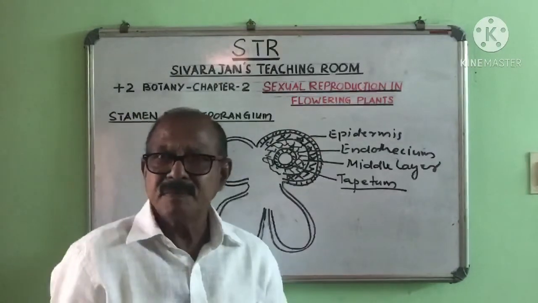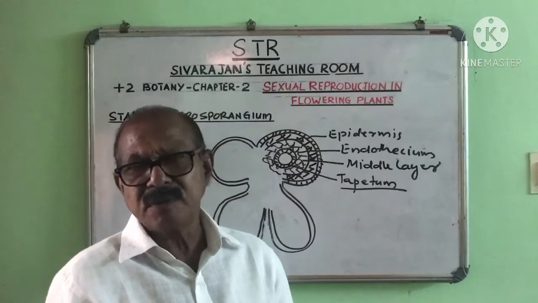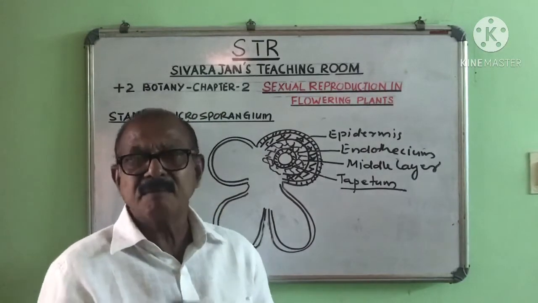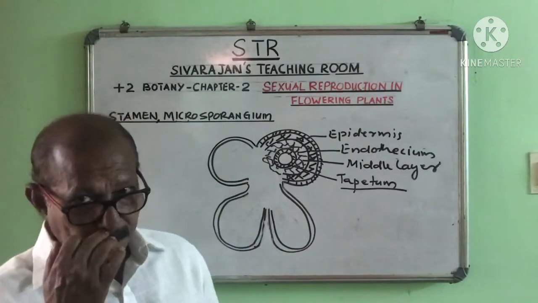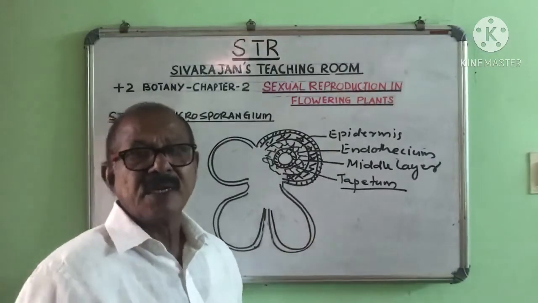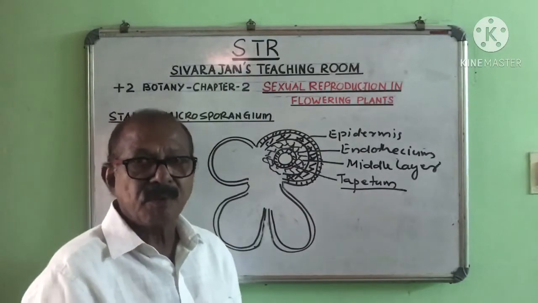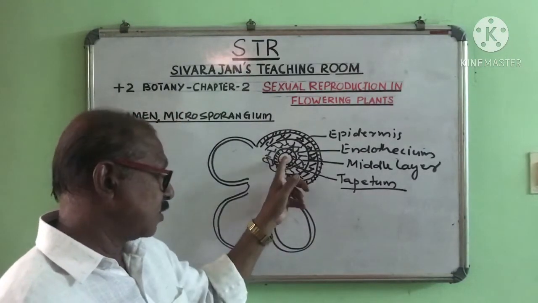The cells of the tapetum are rich in stored food. It is filled with cytoplasm and they are multinucleated. These are the special features of the cells of the tapetum. And the function of tapetum is that it provides nourishment to the developing pollen grains inside the microsporangium.